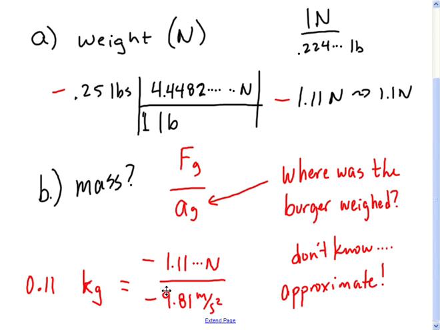So, is mass a vector? No, mass is not a vector. Is force a vector? Yes, it has a direction. Is acceleration a vector? Yes, it has a direction. But mass is not a vector.